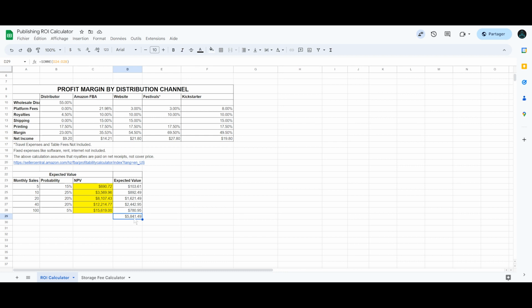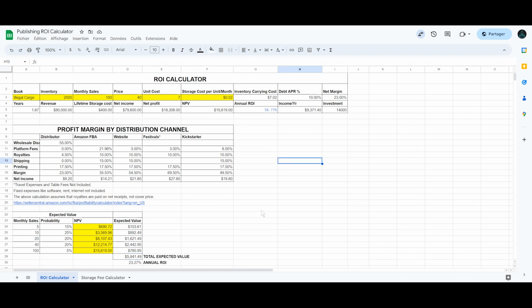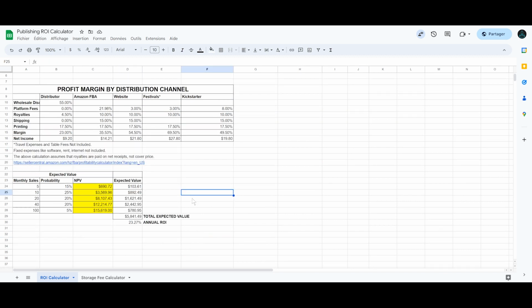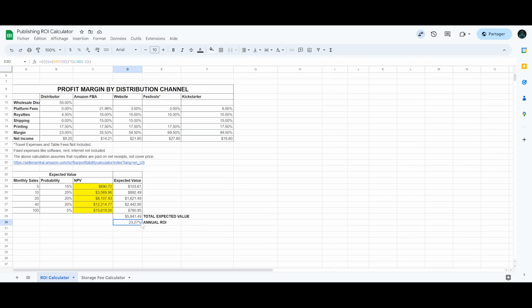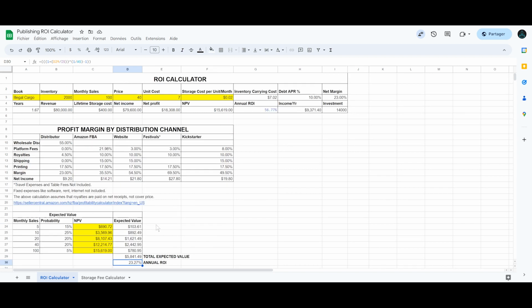$5,841 expected value. Okay, so if you take the average of all of these values, that gives us a total expected value of $5,841.49. And then using the same calculation that we have here, we have a 23.27% annual ROI.